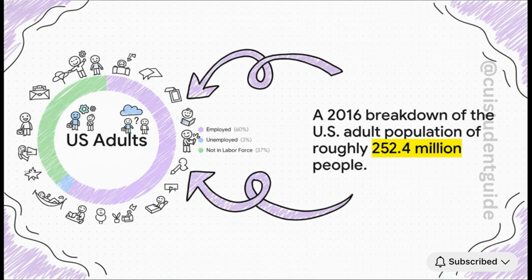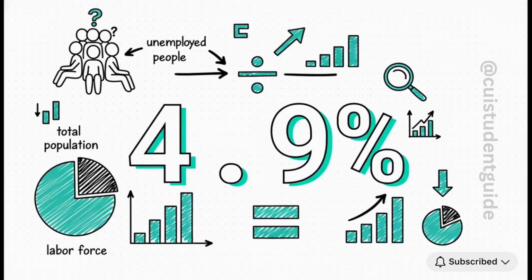A whopping 94 million people were considered not in the labor force. That is a massive chunk of the population that isn't part of the main calculation. So here's the magic moment. How do we get that final number? This is the most important part.